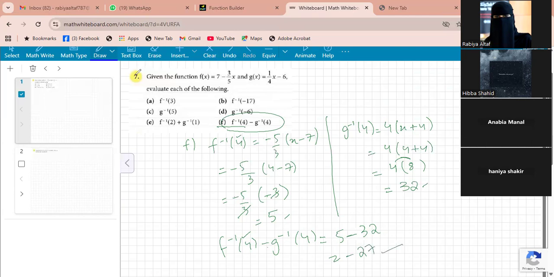Now you need to solve all remaining parts by yourself. Is there any problem, any confusion in this part? Is it clear? Okay, let's move towards question number 8 now.